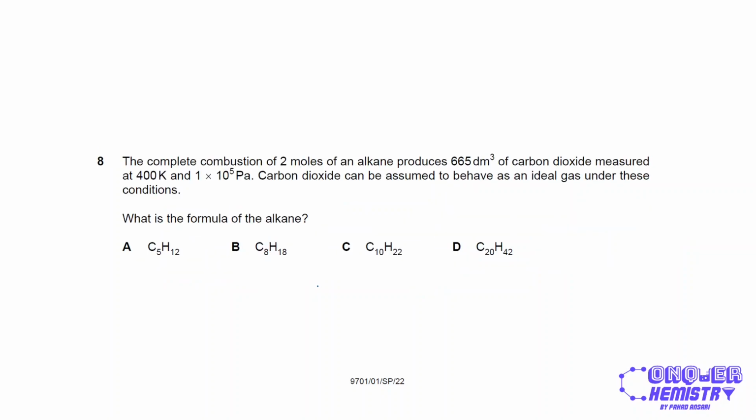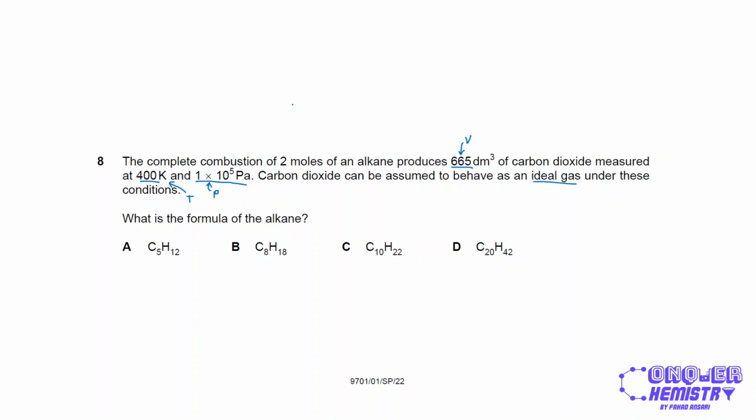So question 8 over here says we have 2 moles of an alkane. This produces 665 cubic decimeters of carbon dioxide measured at 400 Kelvin and 1 × 10⁵ pascals. Carbon dioxide can be assumed to behave as an ideal gas under these conditions. So for this ideal gas, we have been given the pressure, we have been given the temperature, both of them in SI units. We have been given the volume, but we need to convert this into SI units of cubic meters by dividing by 1,000.